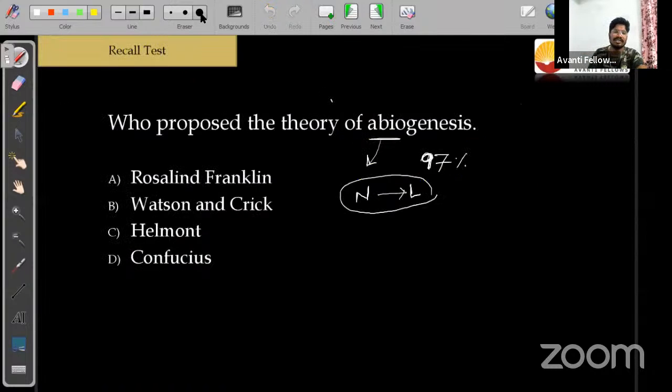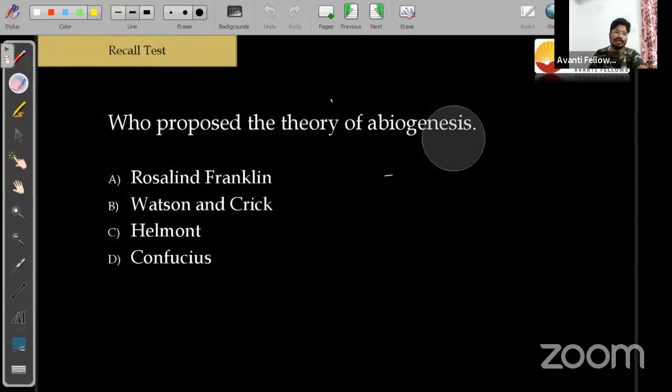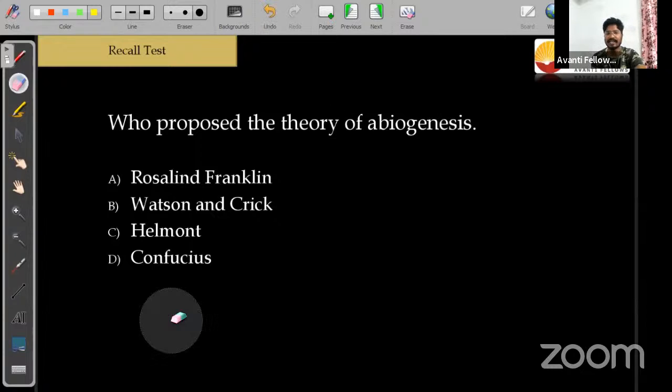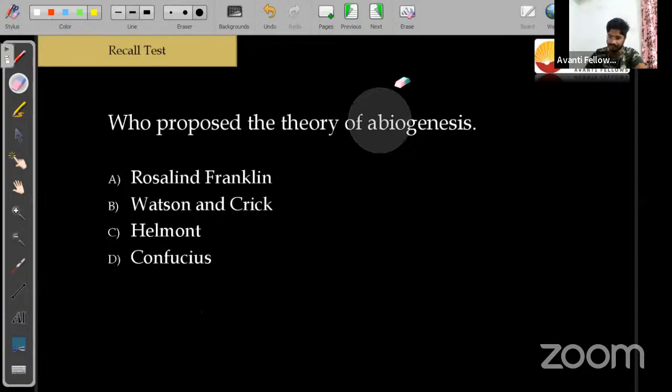Well, here is a question for you people before I move to the next slide. The question is asking about who proposed the theory of abiogenesis. Theory of abiogenesis was proposed by whom? Option A, Rosalind Franklin. Option B, Watson and Crick. Option C, Helmont. Option D, Confucius.